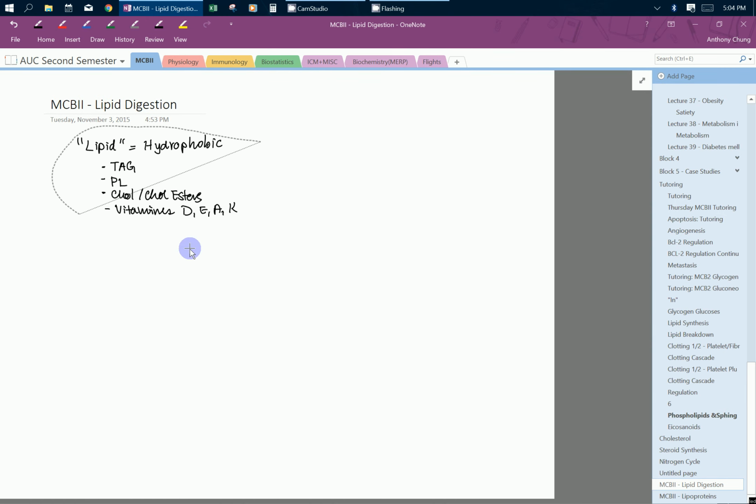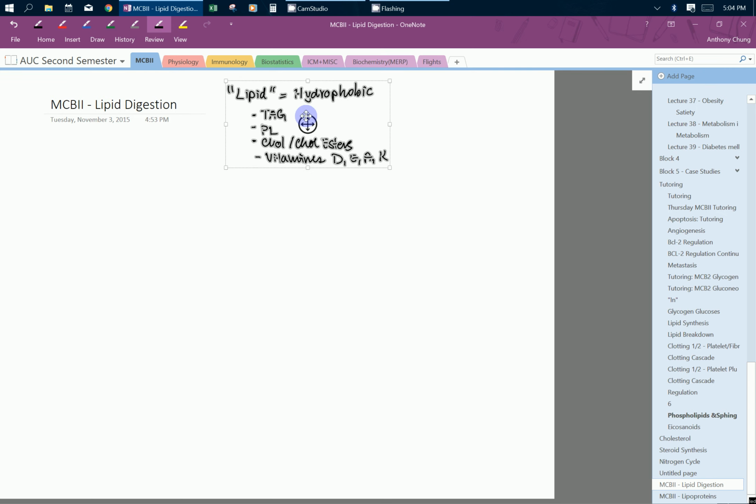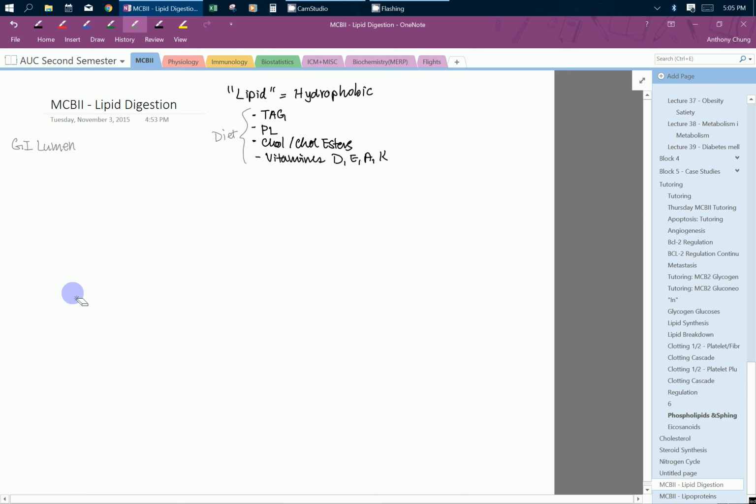So with this, we're going to start with these compartments. These are going to be consumed from the diet, and what's going to happen is, let's draw like this. So this is the GI lumen, and the first place it's going to go into is, I need to make a bigger lumen here. So this is the GI lumen, and then this is going to be the GI epithelium.